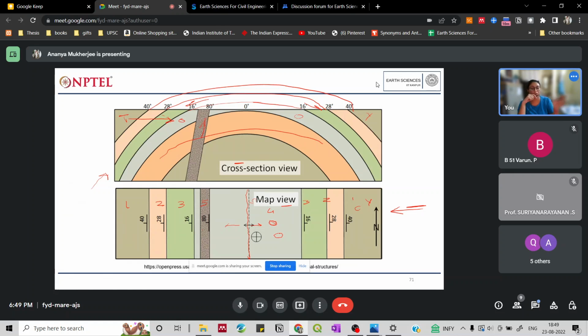So when the older one is at the center and the younger rocks are towards the outside of a fold, we call it an anticline. Over here we can see that the strike directions are mentioned. The strike direction and the number given here is the dip angle amount. Over here we can see that the dike is almost perpendicular. It is very steeply dipping. So it is 80 degrees, so we mention that over here like this.